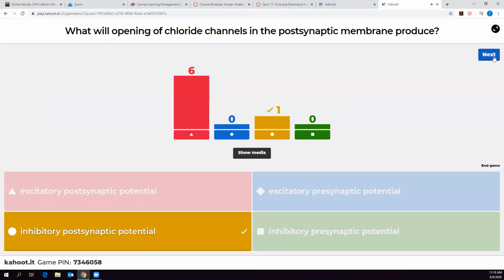Okay, chloride, you guys. Chloride has a negative charge. So if you are bringing more chloride in, because remember chloride's on the outside, if you open it up, you make it more negative on the inside. So when you make it more negative on the inside, you inhibit the neuron. It's going to be less likely to fire. If you open sodium channels, then that's excitatory. But chloride channels, that's going to be inhibitory. And that's how GABA works.